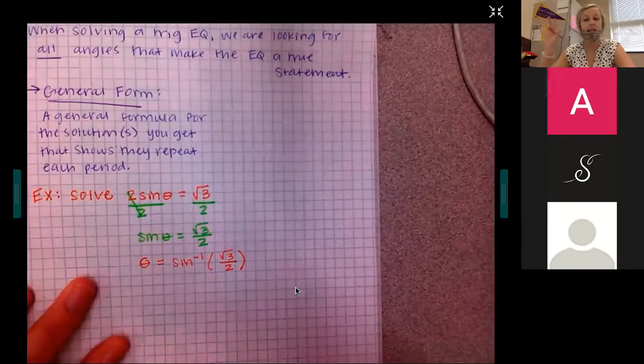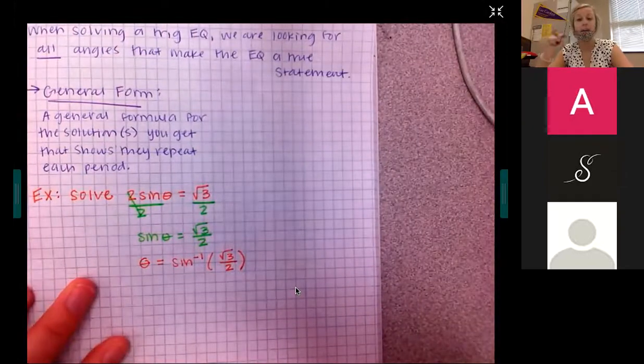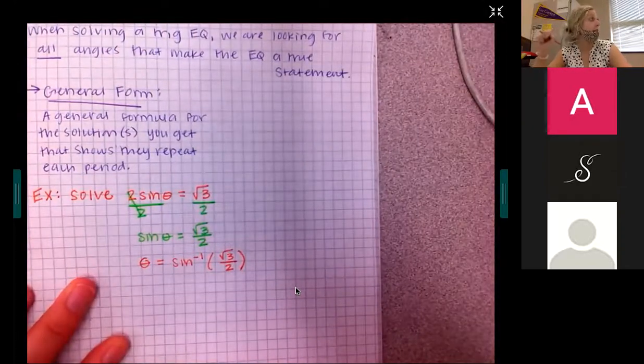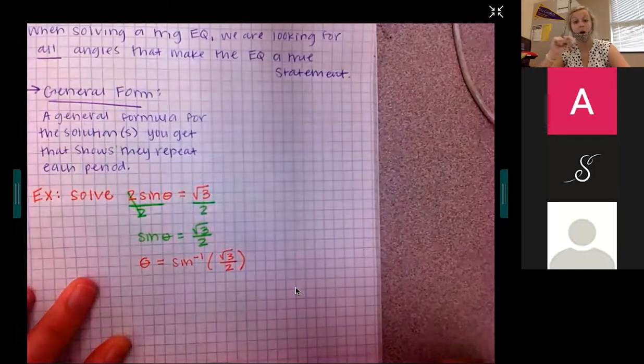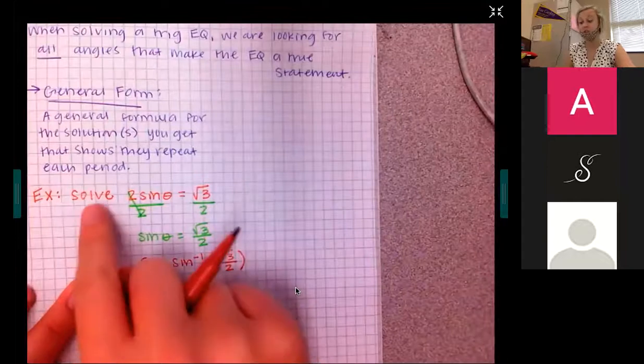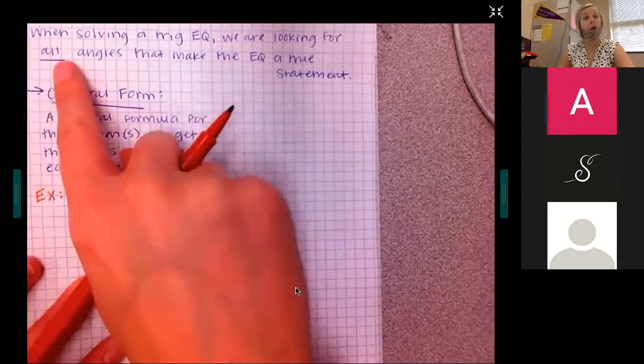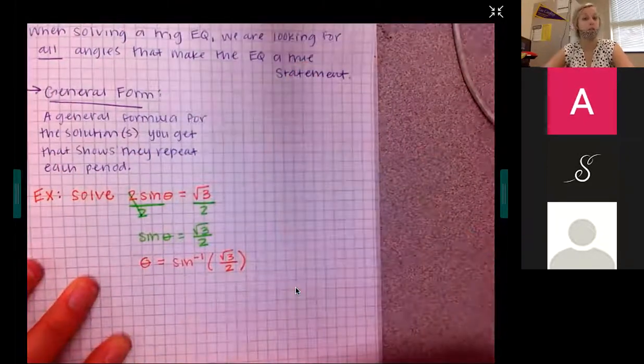Now, I did not say find the inverse function. If we're finding the inverse function of sine, it's between negative pi over 2 and pi over 2, right? Y'all paying attention? I didn't say find the sine inverse. That would be just in quadrant 4 or 1. I said solve, which means we're finding all the angles that make this a true statement.